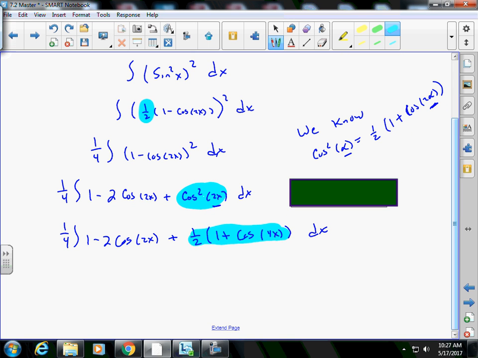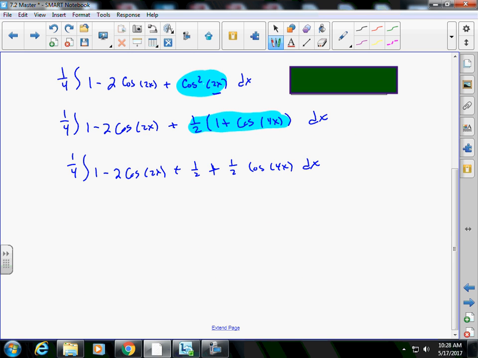Well, I'm going to clean that up and then combine terms. 1 minus 2 cosine 2x plus 1/2 plus 1/2 cosine 4x dx. 1 and 1/2, I can add those together, right? I can add this and this together. Get 3 halves minus 2 cosine 2x plus a half cosine 4x dx. Now I'm ready to integrate.